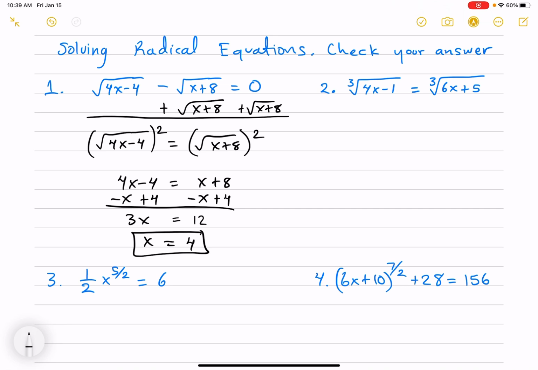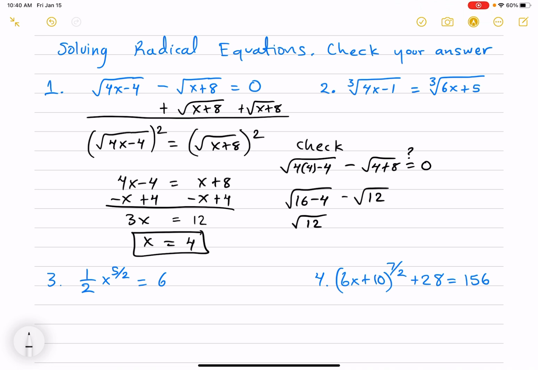To check this, all we have to do is substitute that x into the original problem. I'm going to do it right here on the side, and then I'm going to have to erase it in order for me to do example 2. But this is what we do to check. The square root of 4 times 4 minus 4, minus the square root of 4 plus 8. We're going to check if that gives a 0. Well, the square root of 16 minus 4 is the same thing as the square root of 12. And the square root of 12 is also what you get if you add 4 plus 8. And of course, a radical minus itself is 0. So it checks. It means that x equals 4 is a solution.